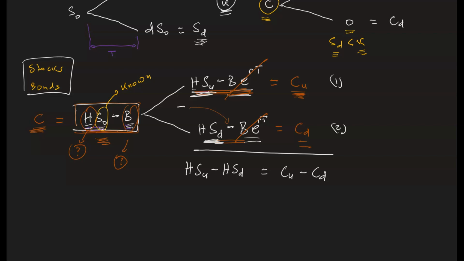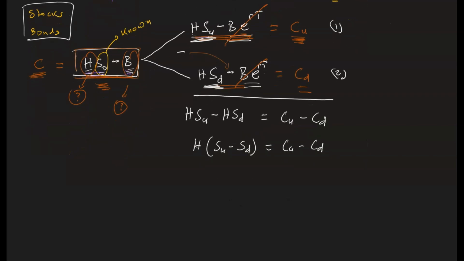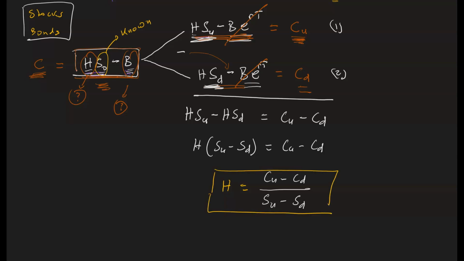And so we can factor out h. So that's going to give us h times S up minus S down is going to be equal to call up minus call down. And so h is going to be equal to call up minus call down divided by S up minus S down. And we're going to say that's the value of h here. We know what h is, so we're good. We have this first component.